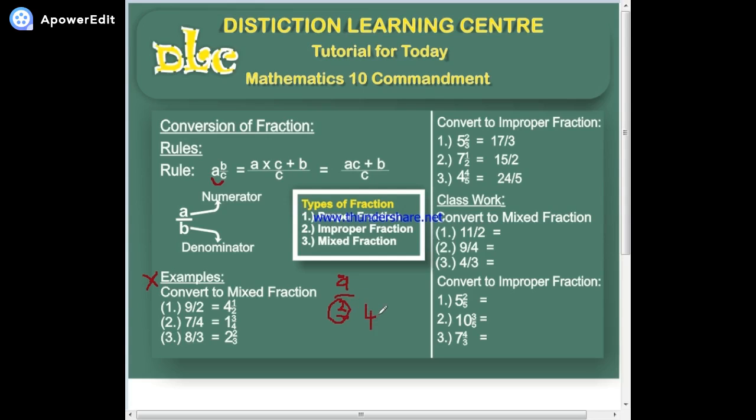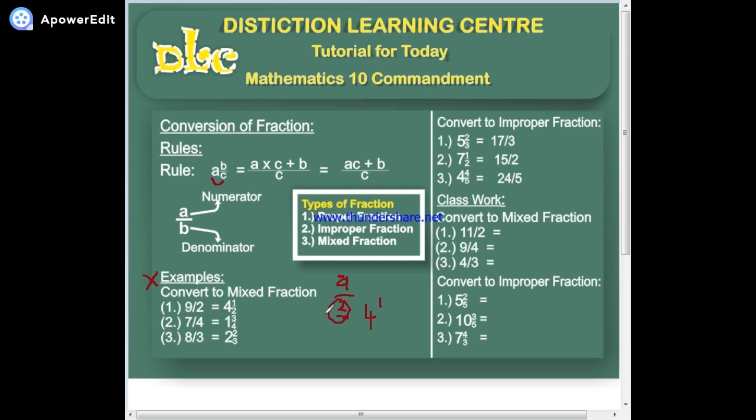Now, how much will remain? It will remain 1, because 2 times 4 is 8, and 9 minus 8 gives us 1. So how many 2s can we see in 9? That is 4, and it remains 1 over the denominator given to us, which is 2. So we have converted it from improper fraction to mixed fraction. So 9 over 2 gives us 4 whole number 1 over 2.